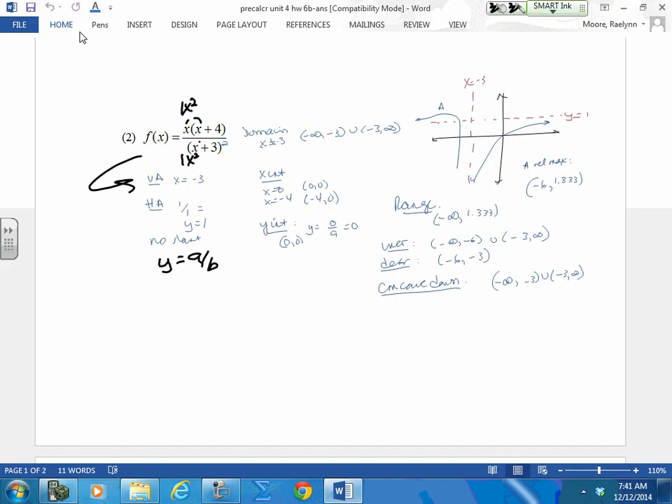It's okay, Brianna. So y is equal to 1. And you have no slant. The slant only happens when there's no horizontal and the numerator is 1 more than the denominator. So put that out there.